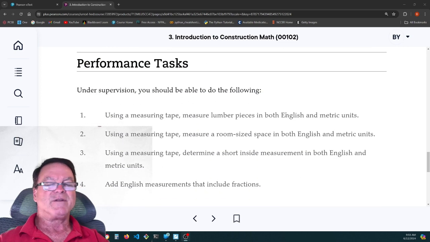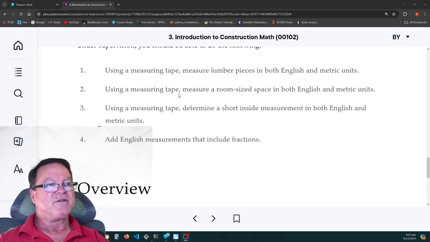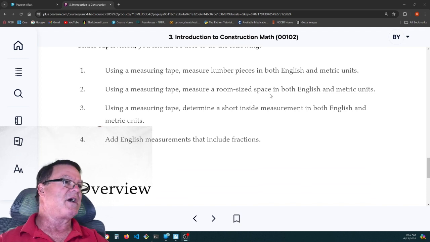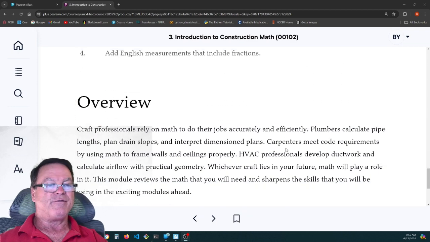And then there are some performance tasks that your instructor is going to ask you to do. Using a measuring tape, measure lumber pieces in both English and metric units. Using a measuring tape, measure a room-sized space in both English and metric units. Using a measuring tape, determine a short inside measurement in both English and metric units, and add English measurements that include fractions.